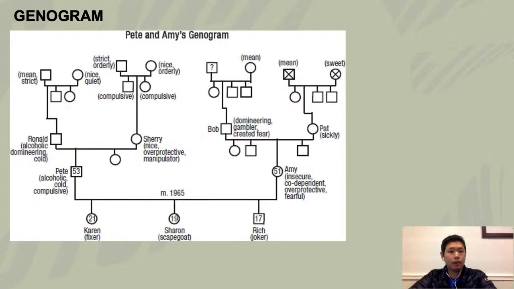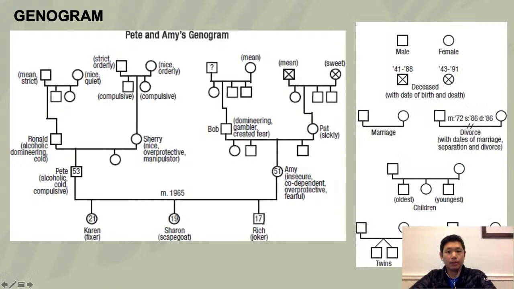Okay. So this is kind of like the table. Male is a square, female is round. X means they are dead, they passed away. A line like this means marriage, divorce. I'm going to give you all of this so you are actually able to do it yourself.